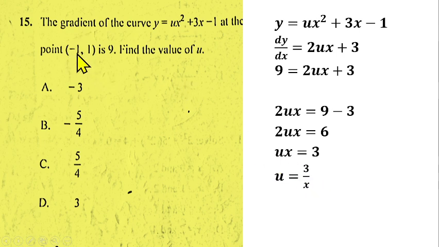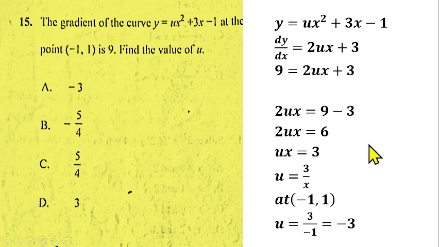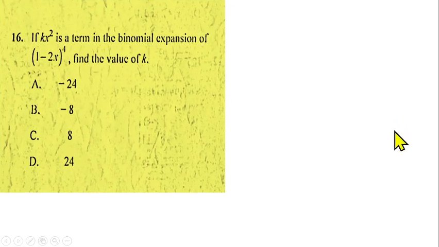Then at this coordinate given to us, we can find our u. At this coordinate, our x is minus 1. If you put that here, you'll have u equals to 3 over minus 1. That should give us minus 3 for the value of our u. That makes option A the correct answer for question number 15. Question number 16 is from binomial expansion.